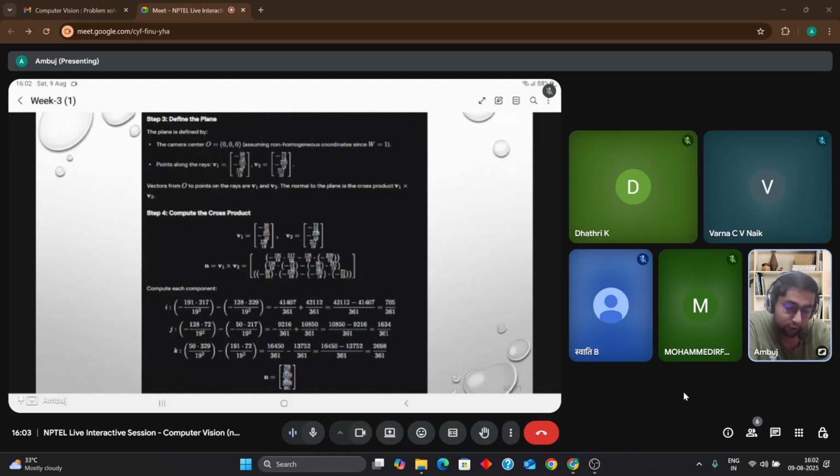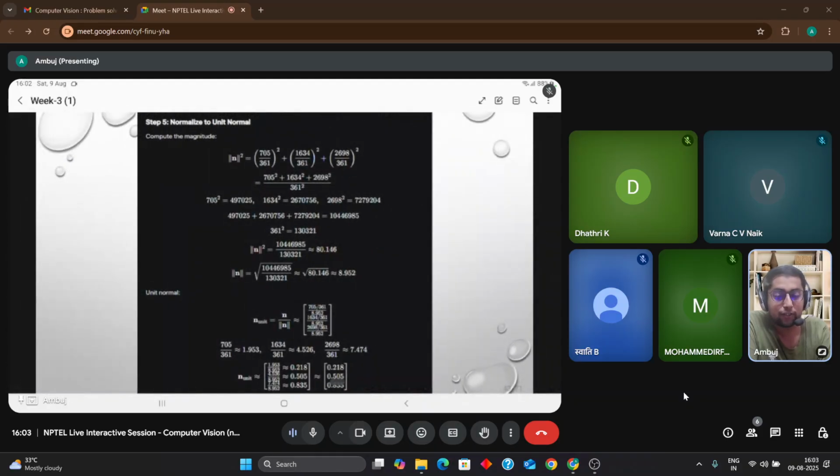Then you compute the cross product, and after computing it you will get the normal vector. After getting the normal vector, you normalize it by dividing by its magnitude. If you follow these steps generously, only then will you be able to do this in the examination. But I know most of you would not be very comfortable.